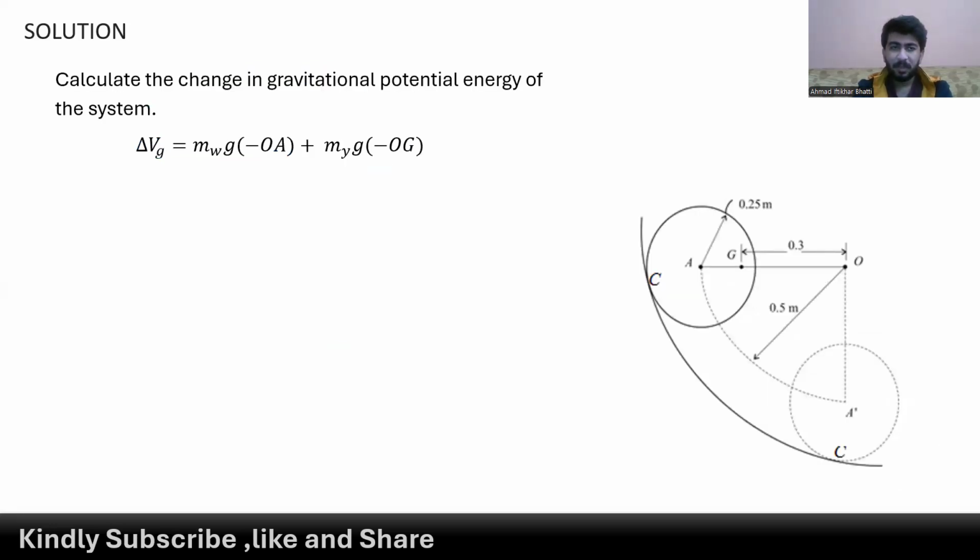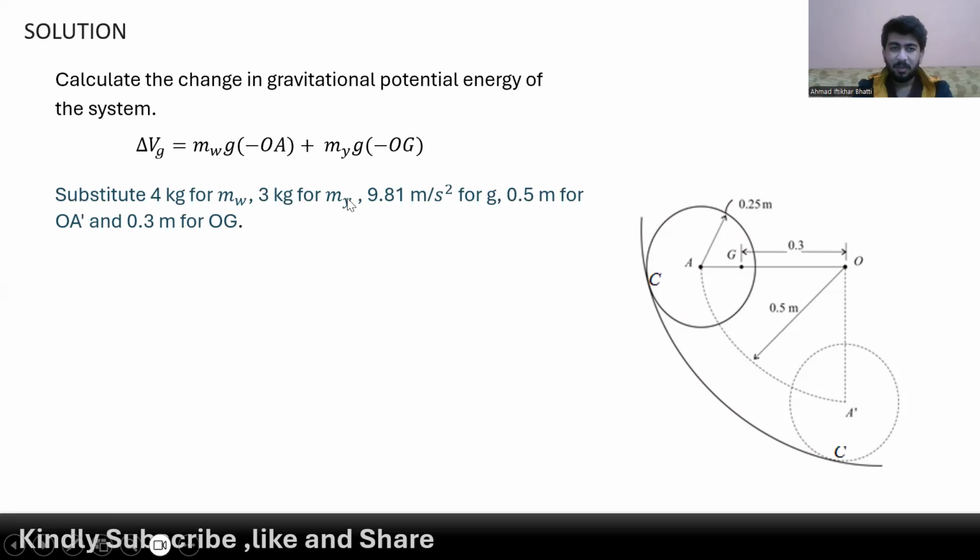And to calculate the change in gravitational potential energy of the system, we have this formula. So we have to substitute the values. We have 4 kg for the mass of the wheel, 3 kg for the mass of the yoke, 9.81 meter per second squared for gravity, 0.5 meter for distance OA dash, and 0.3 meter for distance OG. So we get the final potential energy, that is equal to minus 28.45 joules.